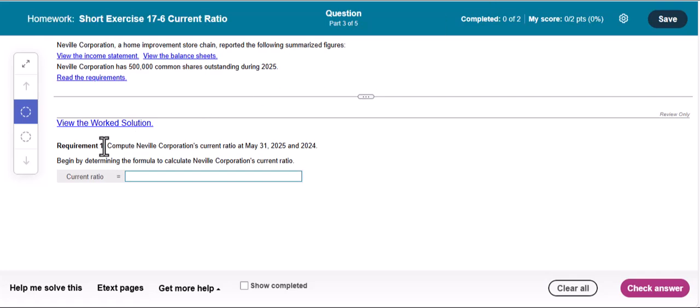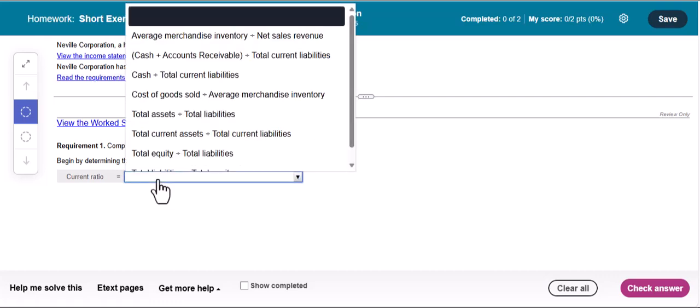So for requirement 1, compute Neville Corporation's current ratio at May 31st, 2025 and 2024. So we're going to compute this for both those years. But first, they are going to have us determine the formula to calculate Neville Corporation's current ratio. So what is the formula for current ratio? That is total current assets divided by total current liabilities.